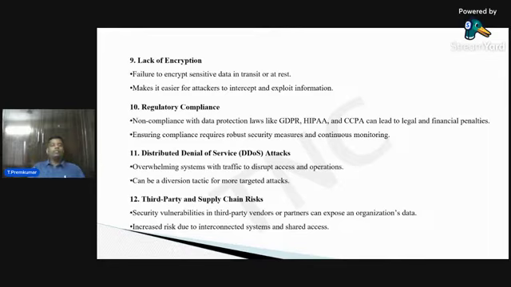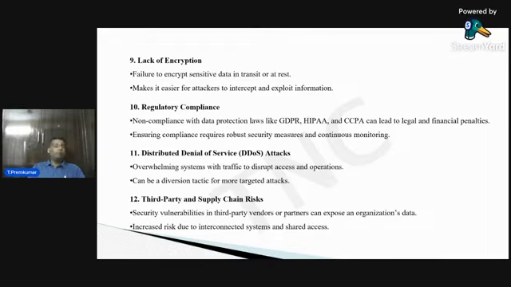So the next area where we can see data security issues is lack of encryption. If you are not maintaining proper encryption standards or methods for sensitive data, it will entirely spoil your data. It makes it easier for attackers to intercept and exploit the information if it is not encrypted properly.